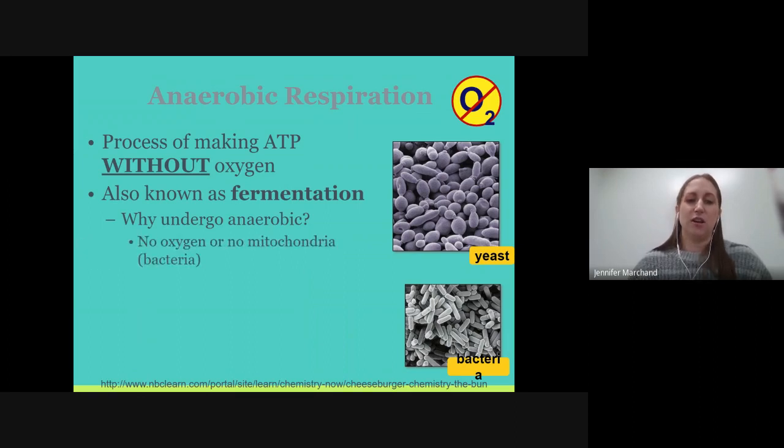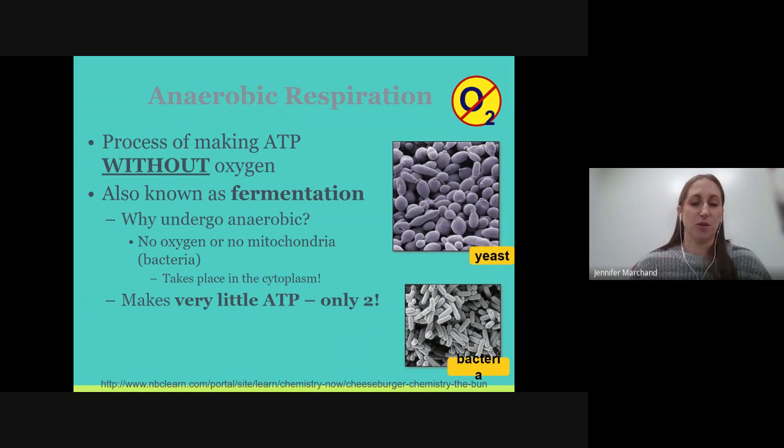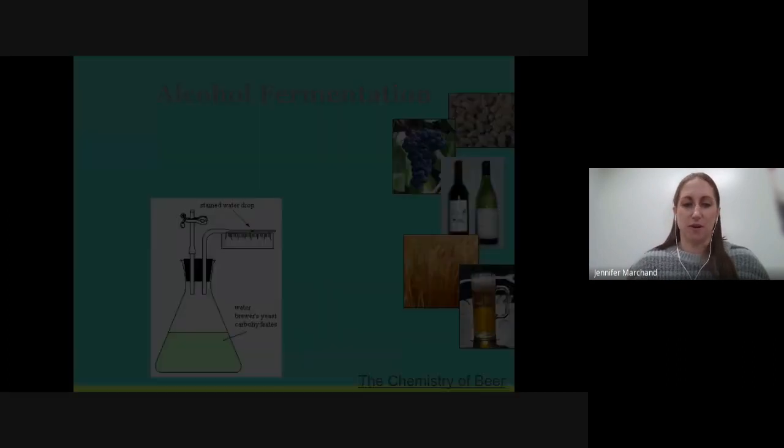Without oxygen, and this also happens in bacteria because a lot of bacteria don't have mitochondria, so they can't do the process of cellular respiration without this process. Okay, so they take it into their cytoplasm and then they can get their energy that way. Okay, it only makes a very, very small amount of ATP, only 2, as opposed to the 36. Large animals cannot survive on this alone. That's why we have to go through the cellular process. That's why we breathe oxygen all the time.